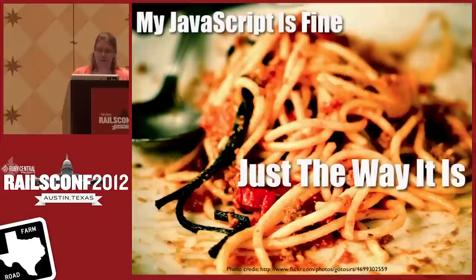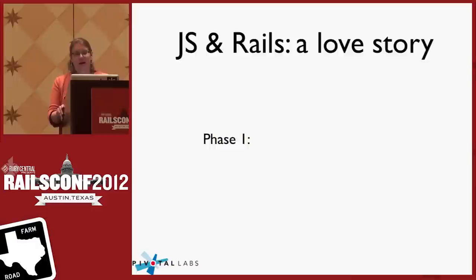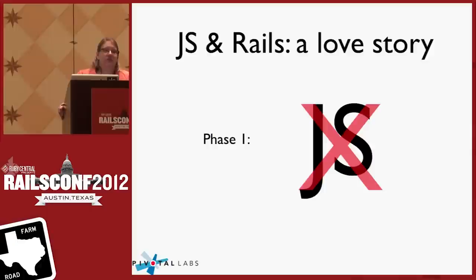So I want to talk about the evolution of our relationship with JavaScript. And in some ways, this also is the evolution of my relationship with JavaScript and Rails. And I think a lot of developers go through these same phases. And the first phase is the no JavaScript phase. And this is the phase in which you use the JavaScript helpers that Rails gives you.